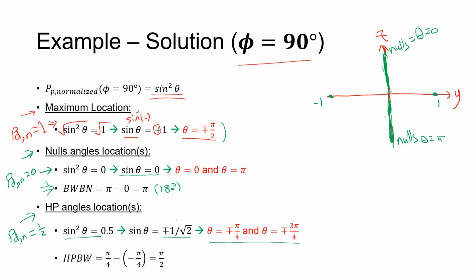So around these 2 maxima we have half power from 2 sides. So where is this one? This is 45 degrees, pi over 4. So in this direction it's approximately 45, and also here in this direction we know that at some point we have 45.